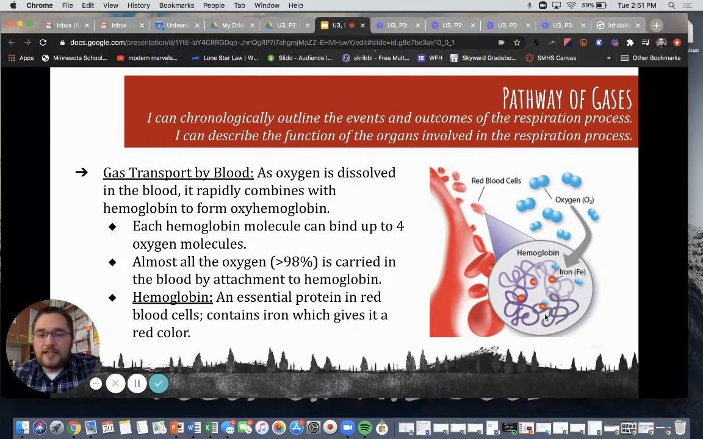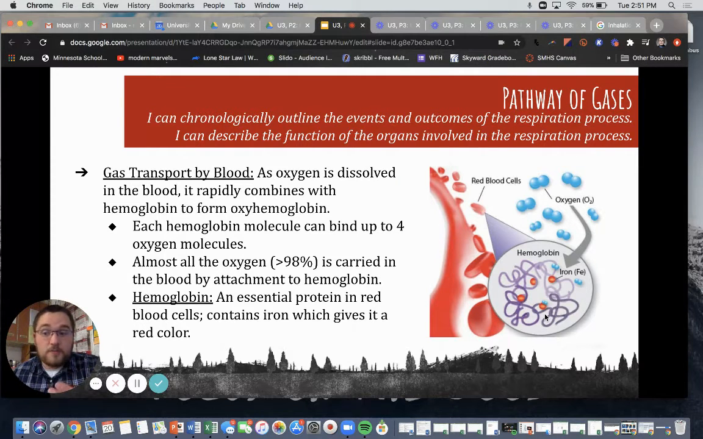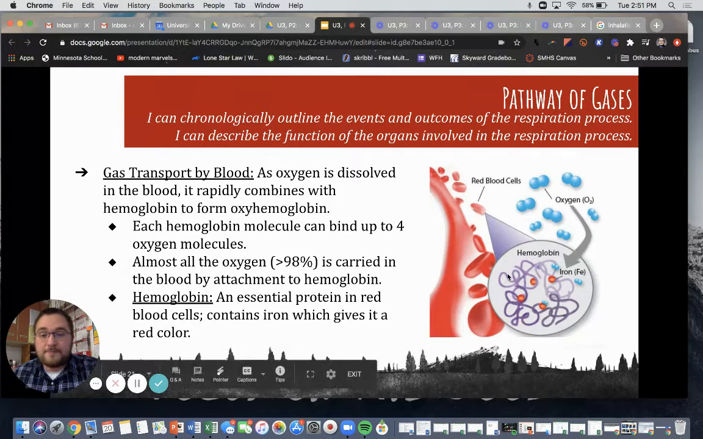Almost all of the oxygen, over 98%, is carried in the blood by attachment to the hemoglobin. Hemoglobin, by the way, is an essential protein in red blood cells and contains iron, which gives blood its red color. And when we get into our cardiovascular and circulatory system unit in the next couple of sections, we'll spend a lot of time talking about blood and the properties of blood. But basically, for now, I want you to know that oxygen is dissolved in the blood and it combines to form oxyhemoglobin. And this provides that oxygen-rich blood that's circulated throughout our body.